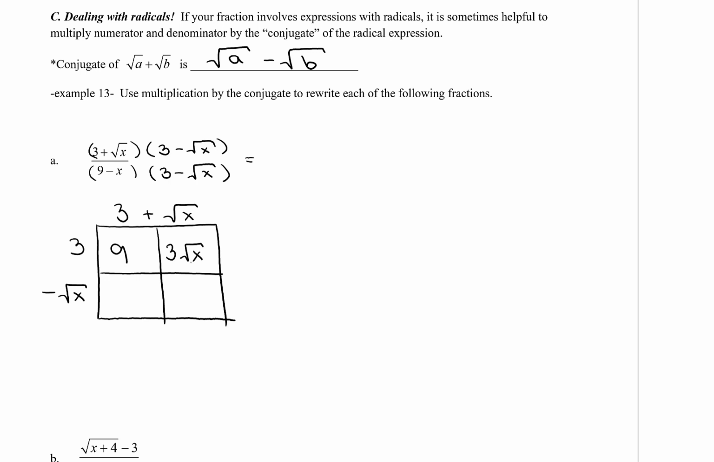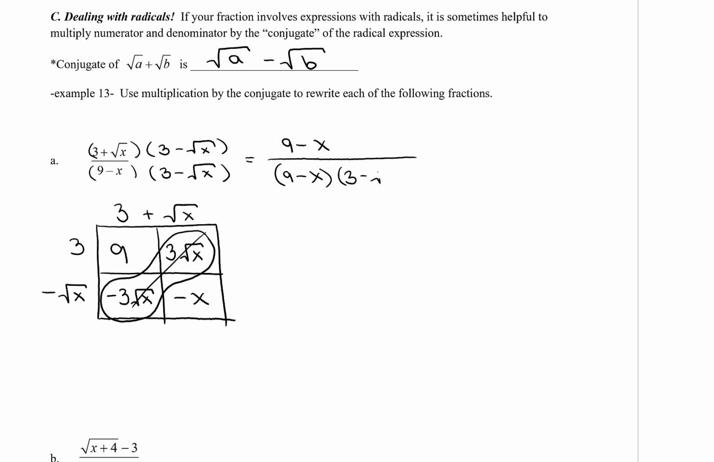3 times radical x is 3 times radical x. Negative radical x times 3 is negative 3 radical x. And negative radical x times radical x is negative x. So going back to our expression and what it simplifies to, it's going to be equal to 9 minus x over 9 minus x times the quantity 3 minus radical x. And notice that here we're going to leave the denominator factored out as that binomial of 9 minus x times that quantity 3 minus radical x.